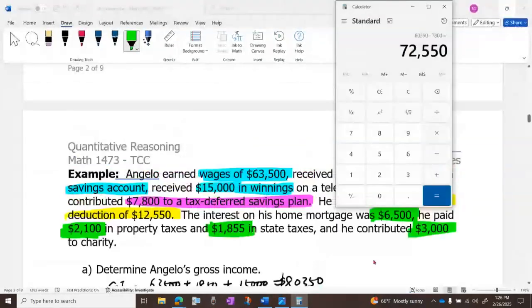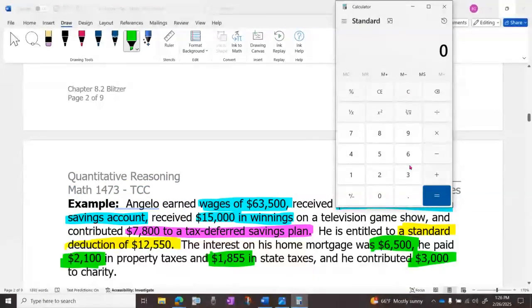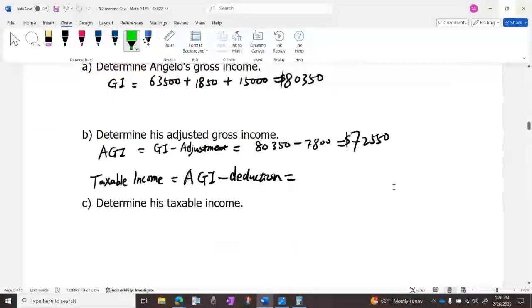Interest on his home mortgage, $6,500. $2,100 property taxes. $1,855 state taxes. And the charity contribution, $3,000. Okay, altogether that is $13,455. This is the itemized deduction.